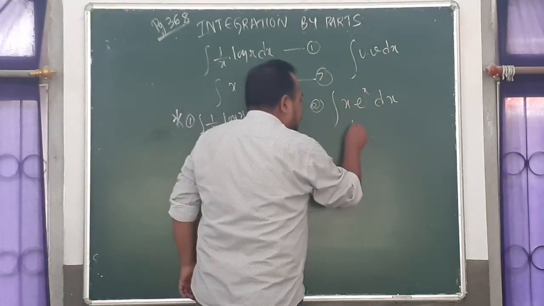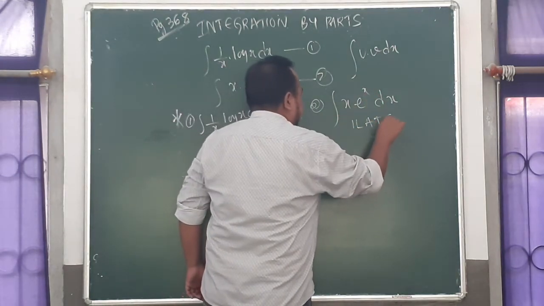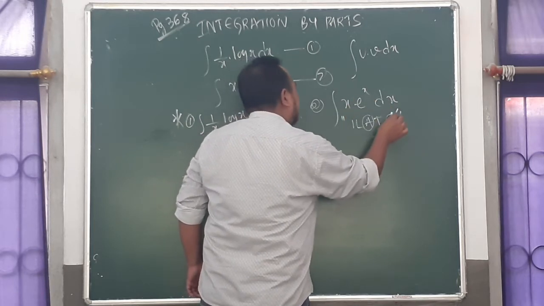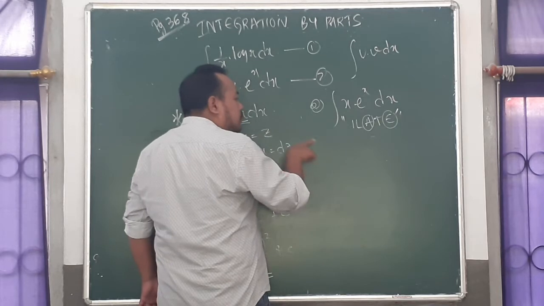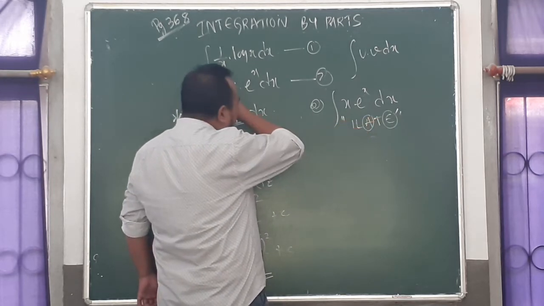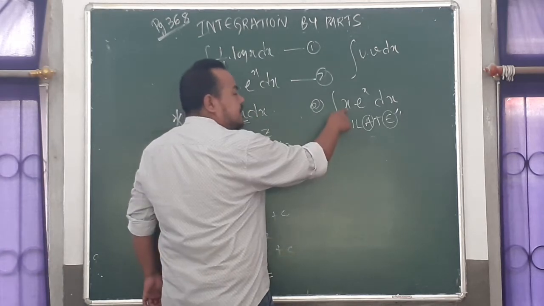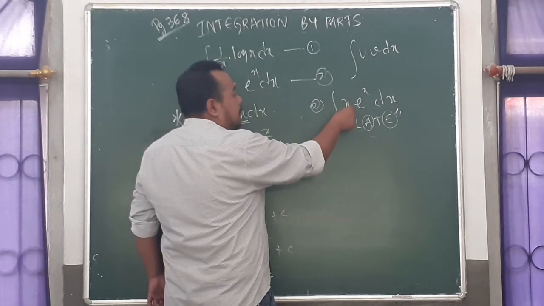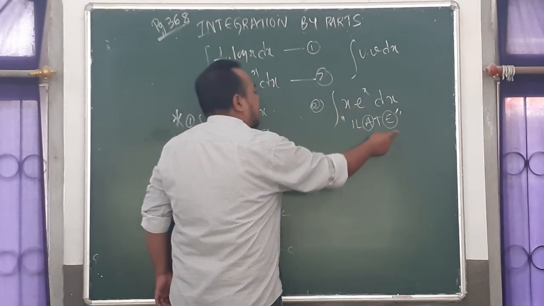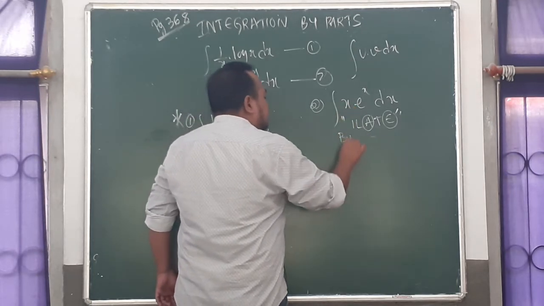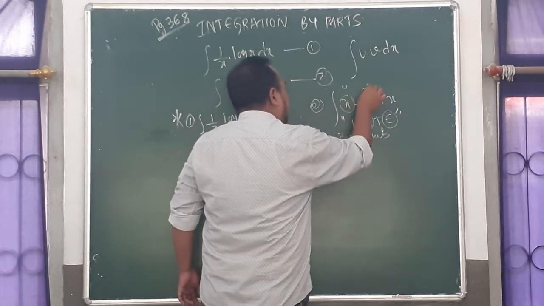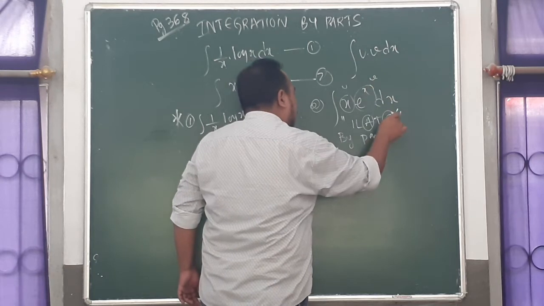So what was the rule? ILATE. So what does x mean? It's algebraic. And what does e mean? Exponential. So from the order you can see that A, that is algebraic, is the first term. It's not that since x is the first term, this becomes u. No, you have to look at this rule. So using by parts, what does by parts say? This becomes your u and this becomes your v according to the rule.